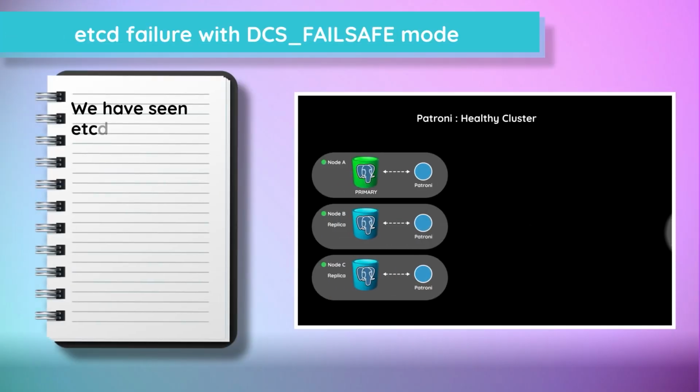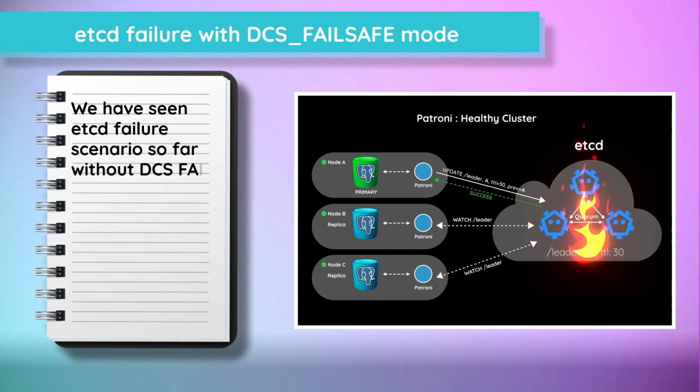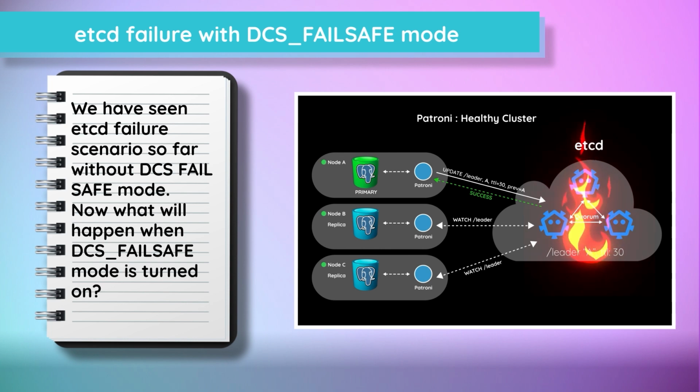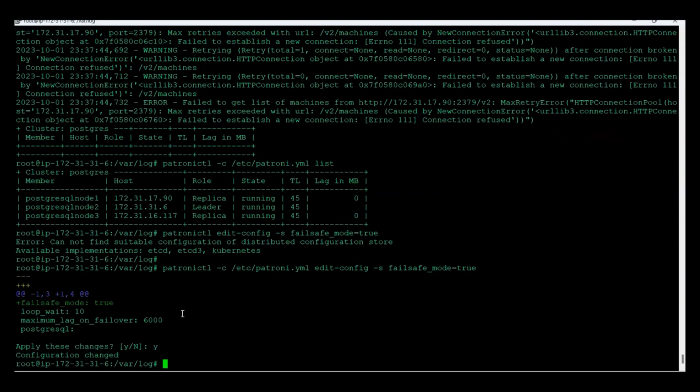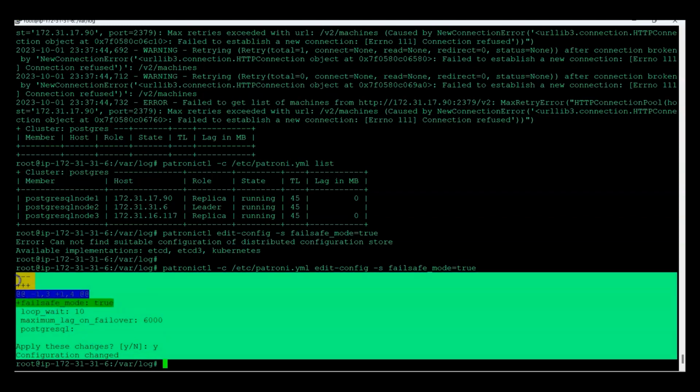In the previous scenario, we have brought down etcd and it demoted the leader node to be replica. But there is a new feature called DCS failsafe mode. We can enable that using a command like this. Failsafe mode equal to true. And then the configuration was changed, as you can see. Let's see how this configuration change will impact.